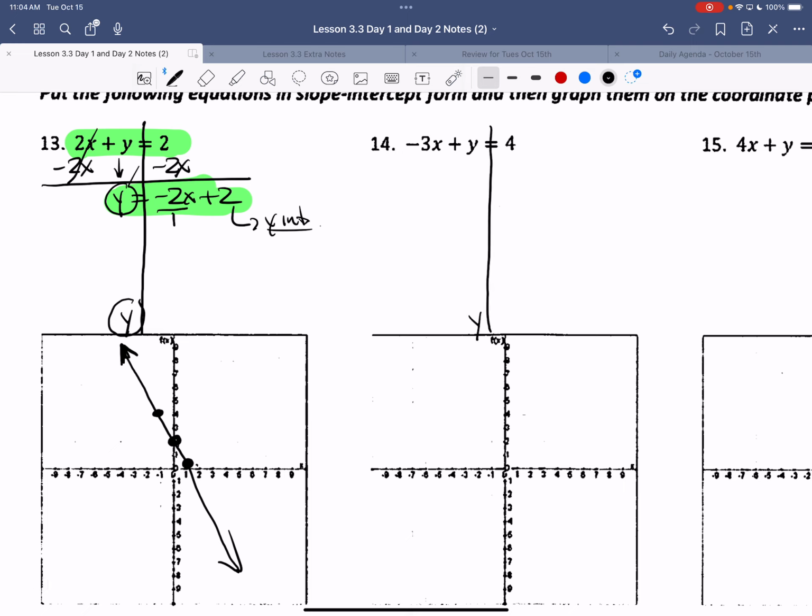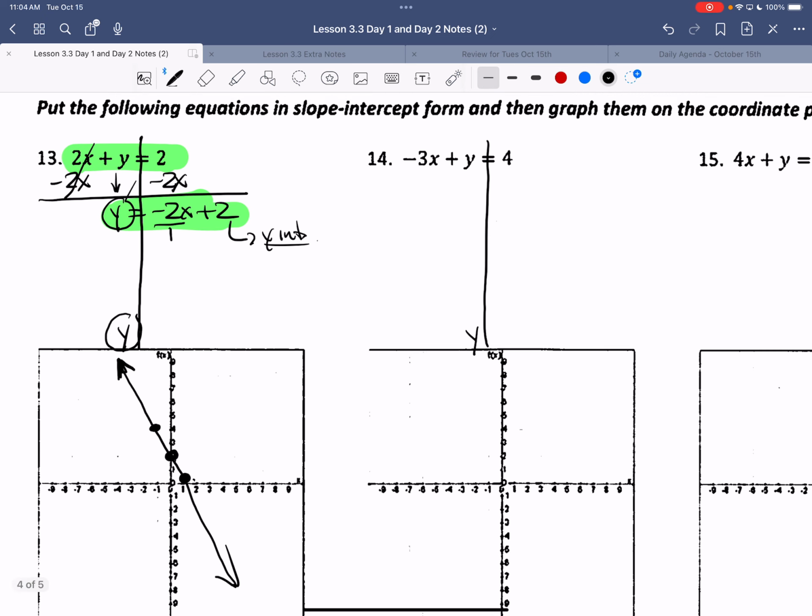I want just y. So Serena, what am I going to do first? Add 3x, good. So 3x, bring down my y. So y would be 3x plus 4. Okay, and now I'm good to go. So Simone, what's my y-intercept? 4, good. Jasmine, what's my slope? 3 over 1, right, okay.